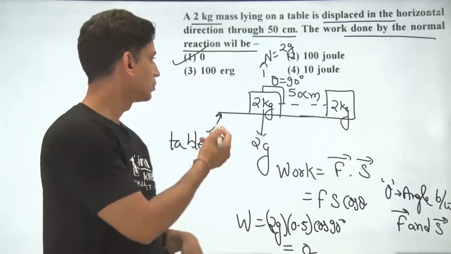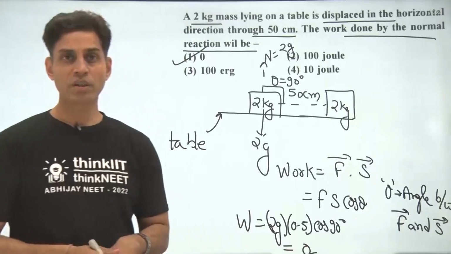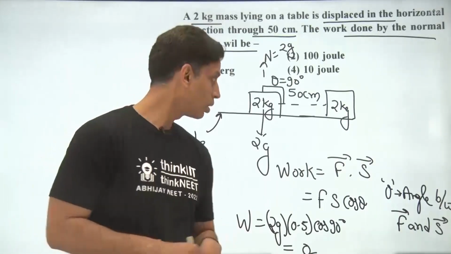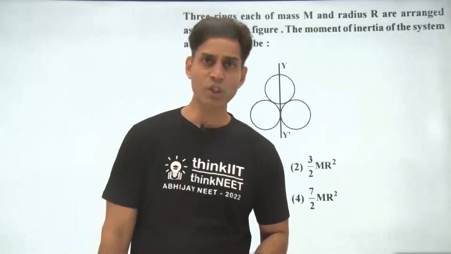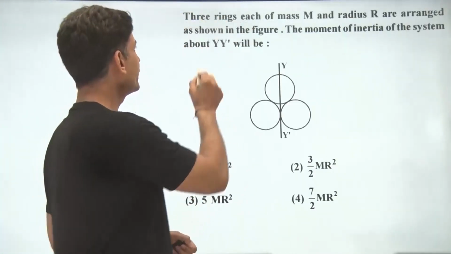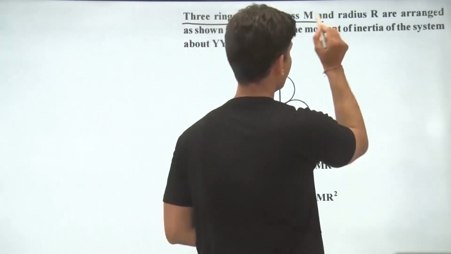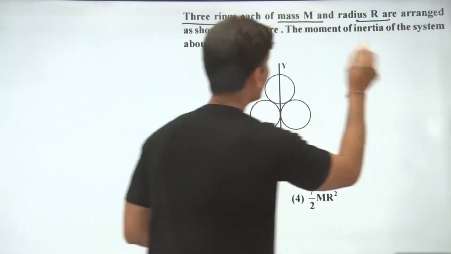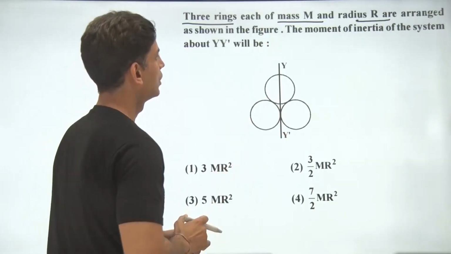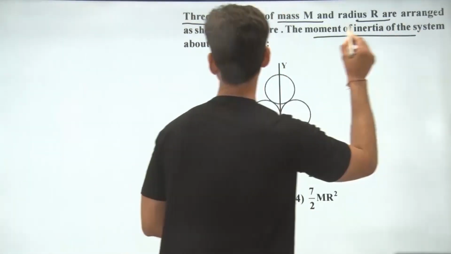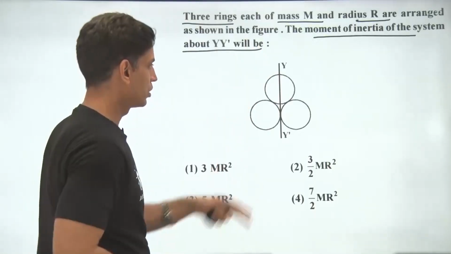Got it? So this is the same, normal reaction performs no work. Option number 1 is the correct answer. The next one is: 3 rings, each of mass capital M and radius R, are arranged as shown in the figure. Okay, 3 rings. The moment of inertia of the system about YY dash.